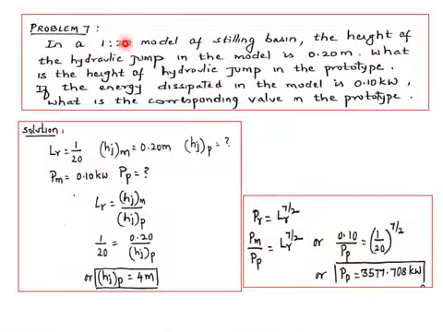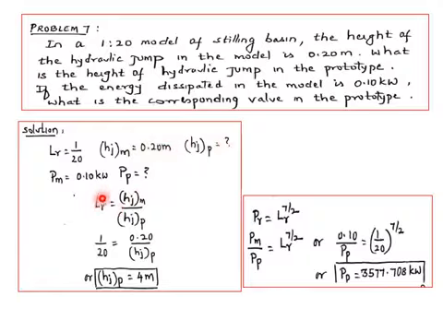Now a 1:20 model, that is Lr is 1:20. The height of the hydraulic jump in the model is 0.2 meters. You have to find the height of the jump in the prototype. Since the height is a linear quantity, the linear scale ratio has to be used.